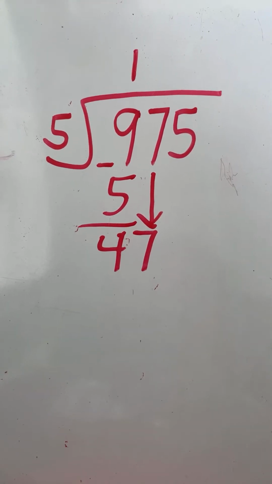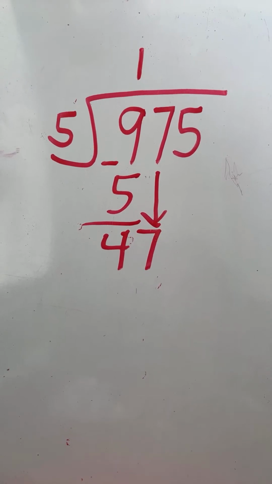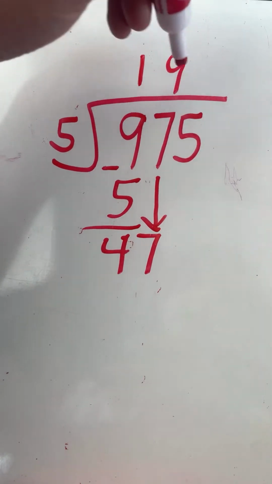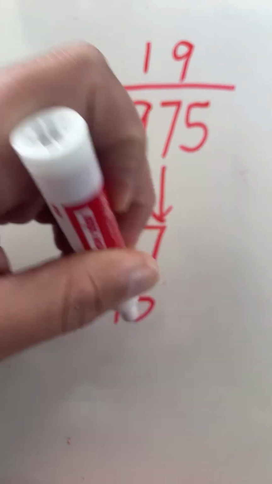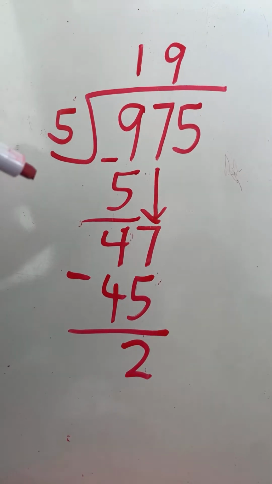47 divided by 5 equals 9. 9 times 5 equals 45. 47 minus 45 has a remainder of 2.